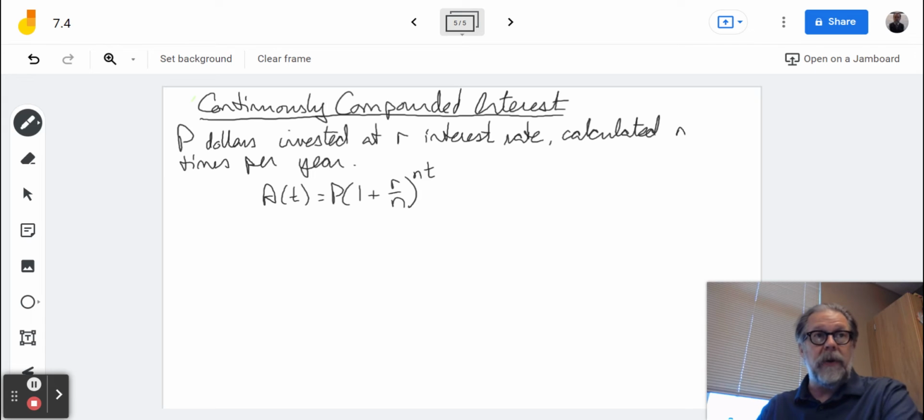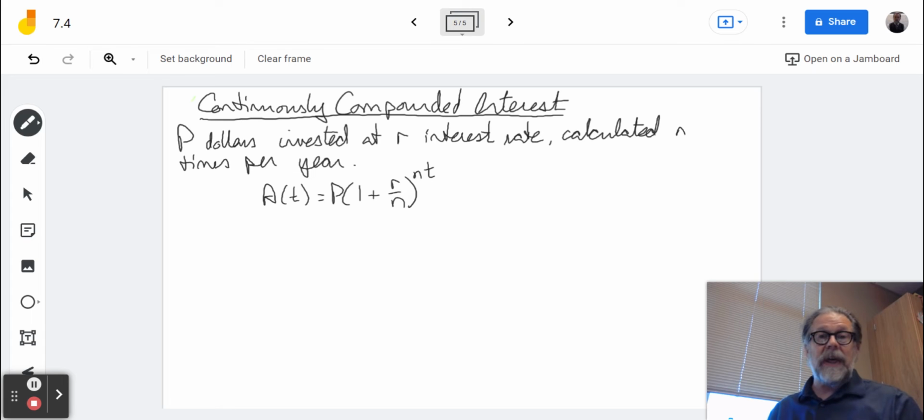And I could compound daily, 365 times a year. I could compound weekly, monthly. I can compound whatever I want. But the way banks actually calculate interest generally is called continuous compounding. So instead of compounding at particular intervals, they just have a formula for continuous compounding.